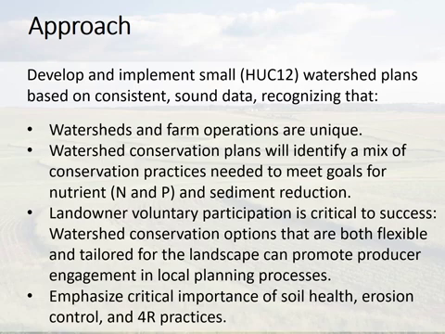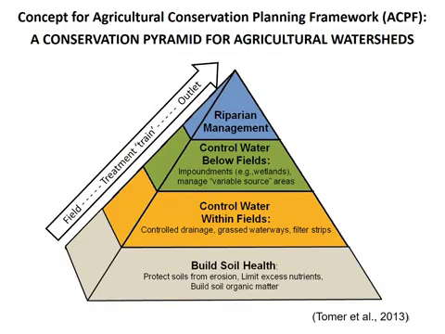The ACPF also emphasizes the critical linkage between soil and water resources and embraces practices that improve soil health, control soil erosion, and manage agricultural inputs to optimize their efficiency of use. So this conservation pyramid embodies the conceptual approach of the ACPF. Building soil health is the foundation, and practices that minimize soil erosion, manage nutrients efficiently, and increase soil organic matter are fundamental to successful management of agricultural watersheds.